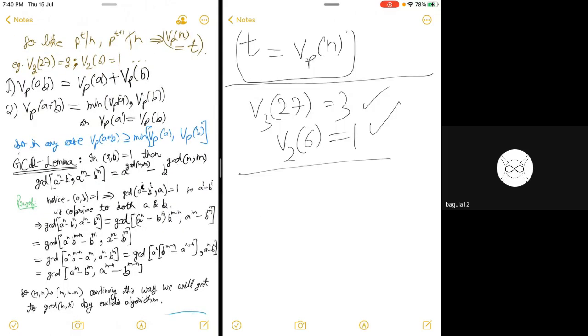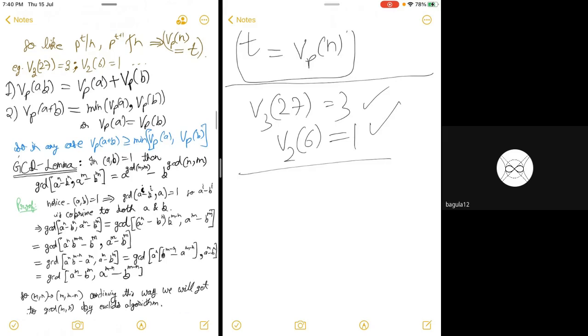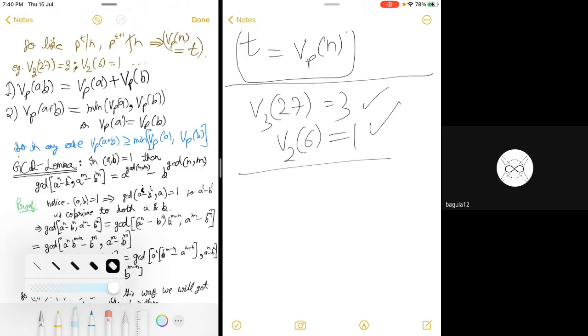Now, two important results are these two: Vp of AB is exactly equal to Vp of A plus Vp of B, and Vp of A plus B is equal to the minimum of Vp of A and Vp of B, if Vp of A is not equal to Vp of B. So we will prove this.